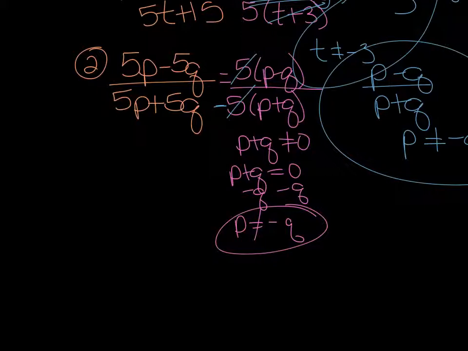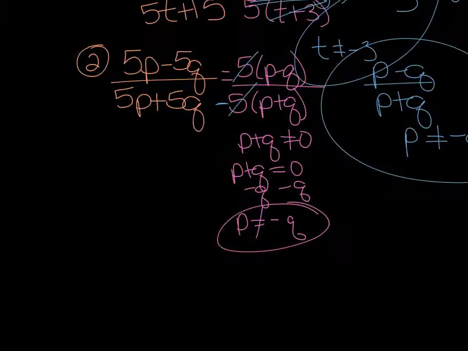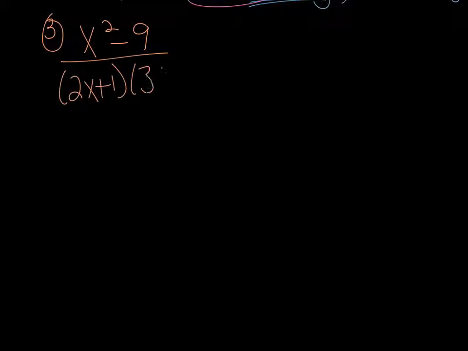All right. We'll do one more together and then I'm going to give you 2 to try on your own. Okay, number 3. Let's try x squared minus 9 over 2x plus 1 times 3 plus x.